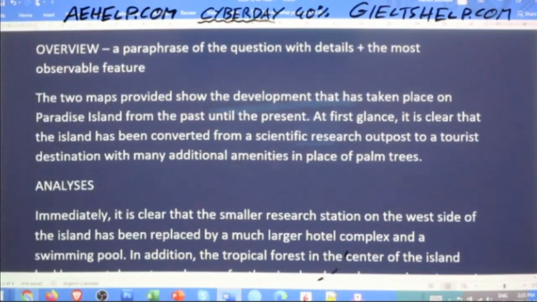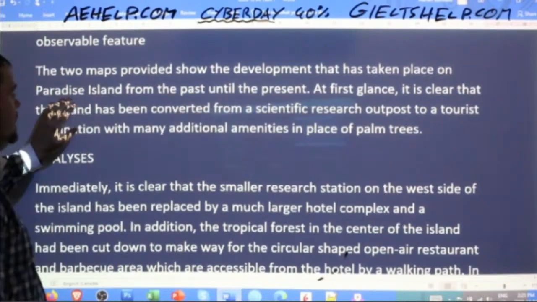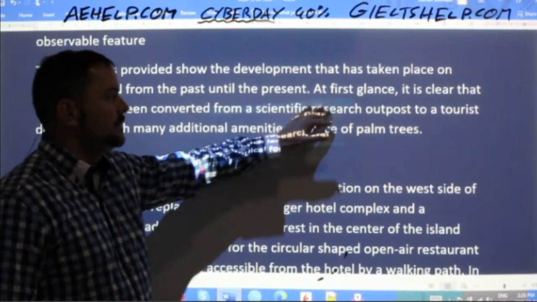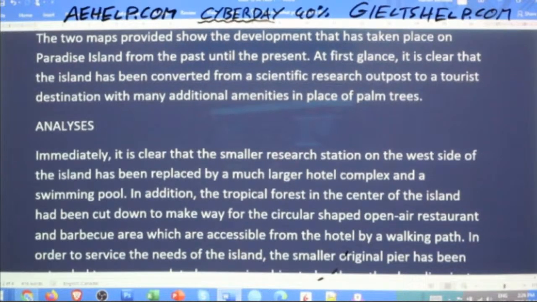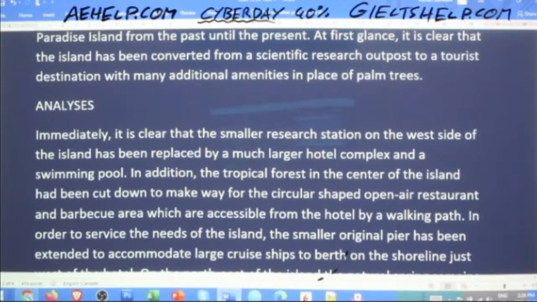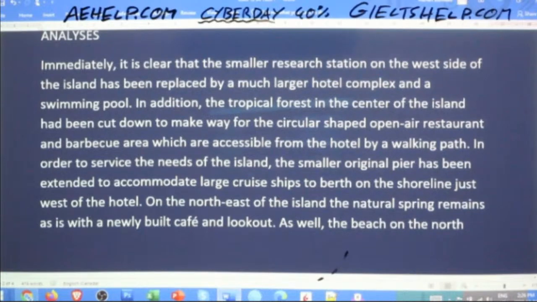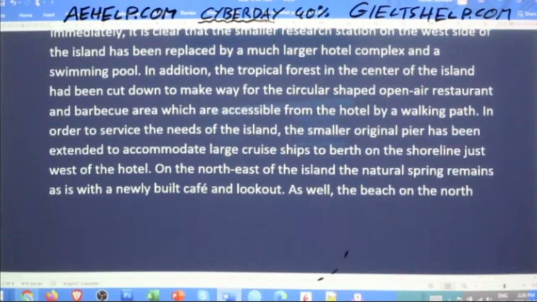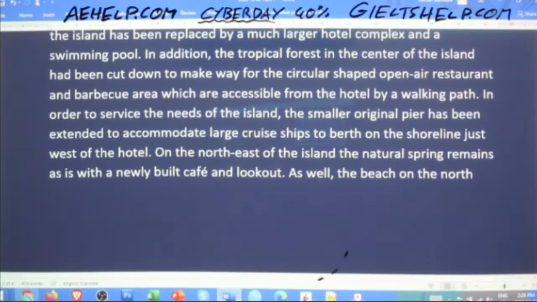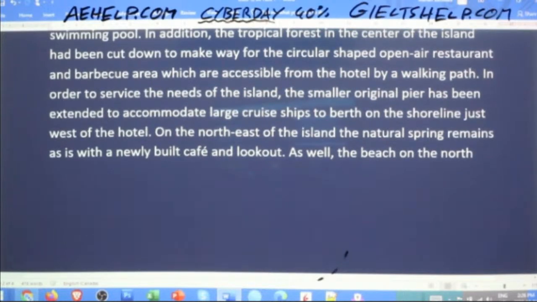Okay, students, let's read this, so make sure it makes sense. From the top, here we go. The two maps provided show the development that has taken place on Paradise Island from past until the present. At first glance, it is clear that the island has been converted from a scientific research outpost to a tourist destination with many additional amenities in place of palm trees. Immediately, it is clear that the smaller research station on the west side of the island has been replaced by a much larger hotel complex and a swimming pool. In addition, the tropical forest in the center of the island had been cut down to make way for the circular-shaped open-air restaurant and barbecue area, which are accessible from the hotel by a walking path.